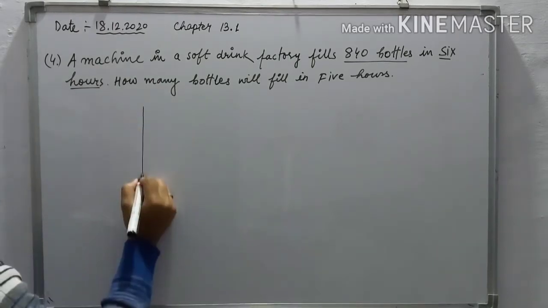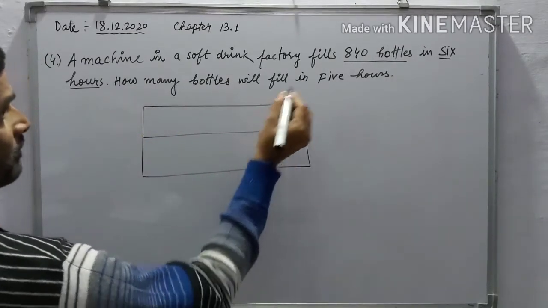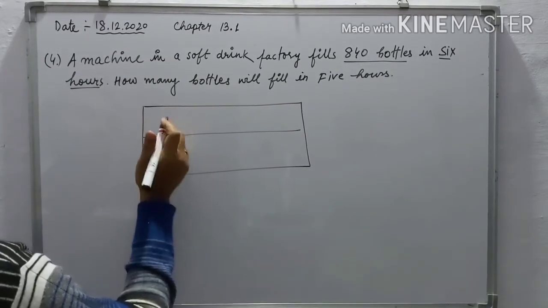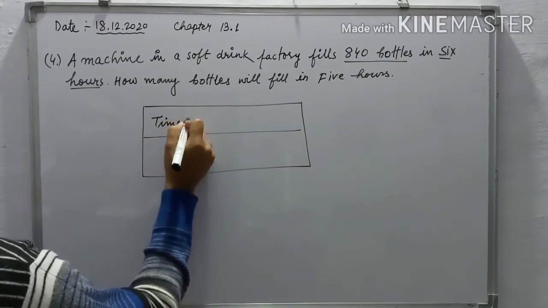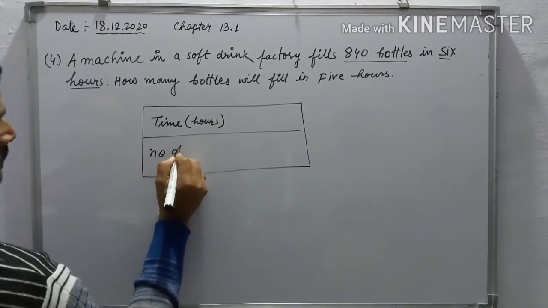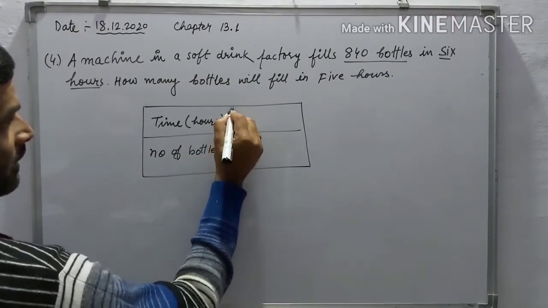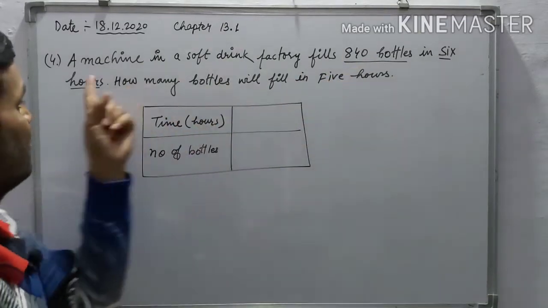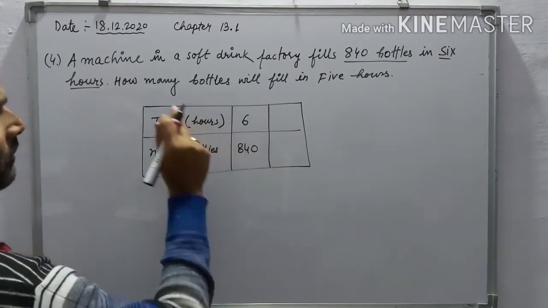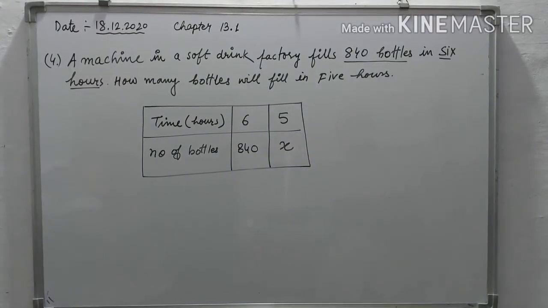So first we will make a table, where two quantities are given. The first quantity is hours, which is time, and the second is the number of bottles. In 6 hours the number of bottles is 840, and we have to find in 5 hours the number of bottles, which is x.